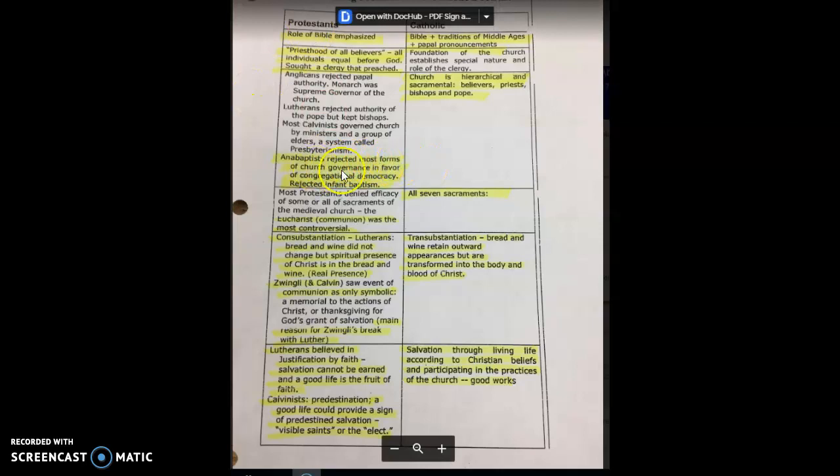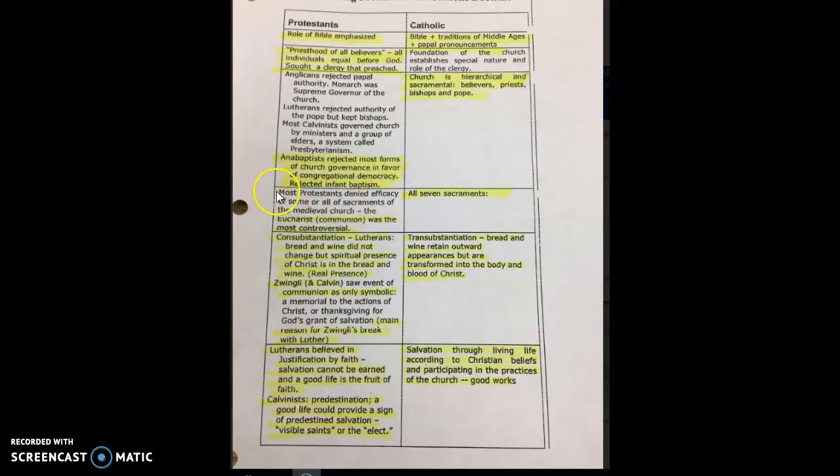Anabaptists reject most forms of church governance in favor of congregational democracy. So again, that also emphasizes that there's not this hierarchy within the Anabaptists. They want everyone to participate in the decisions that take place within the church. I'm also stressing that you remember that the Anabaptists reject infant baptism.